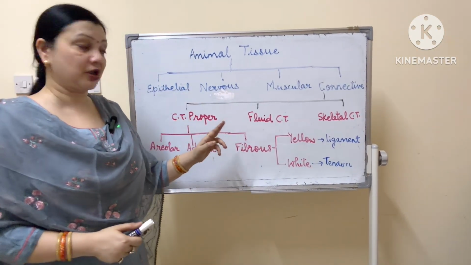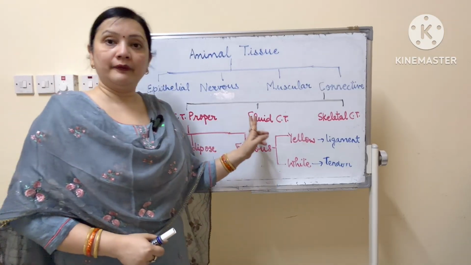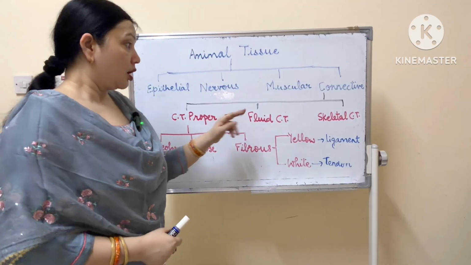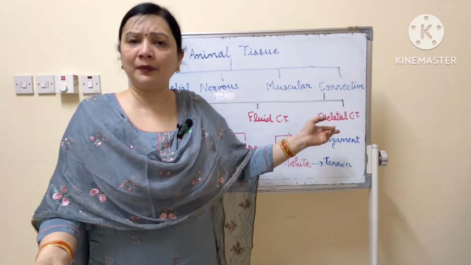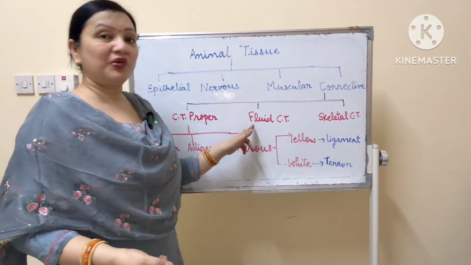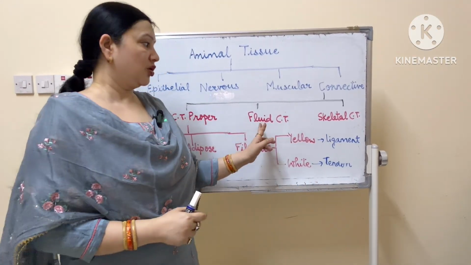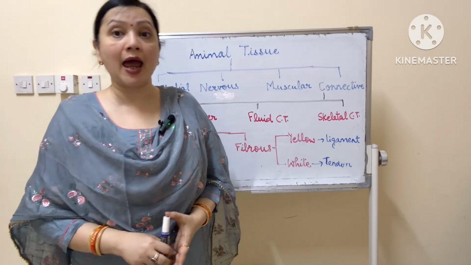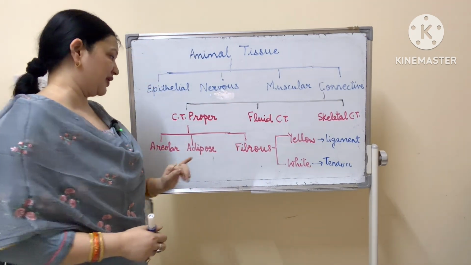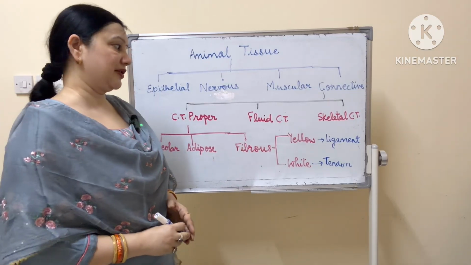Now this connective tissue is of 3 types. Connective tissue proper, fluid connective tissue and skeletal connective tissue. Skeletal connective tissue, the name tells skeleton, so this will have bones and cartilage. Fluid, what is fluid in our body? Blood and lymph. So fluid connective tissue will have blood and lymph. Connective tissue proper is of 3 types: areolar tissue, adipose tissue and fibrous tissue.